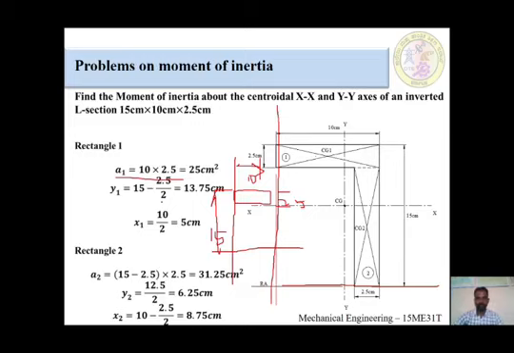First of all, how to find A1? A1 is equal to 10 into 2.5, which is 25 centimeter square, the area of rectangle 1. How to find Y1? Which reference do we take? We take the horizontal reference and go vertical to the half of the component. For this calculation, we have to go extreme. From here to here it is 15 centimeter.